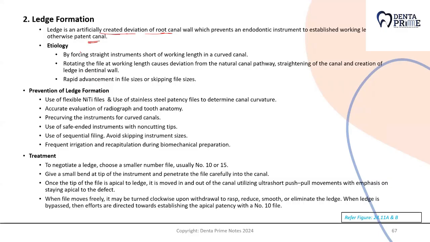How does it happen? By forcing a straight instrument short of working length in a curved canal. Rotating the file at working length causes deviation from the natural canal pathway, straightening the canal, and creation of a ledge in the dentinal wall. Rapid advancement in file sizes or skipping the file sizes.